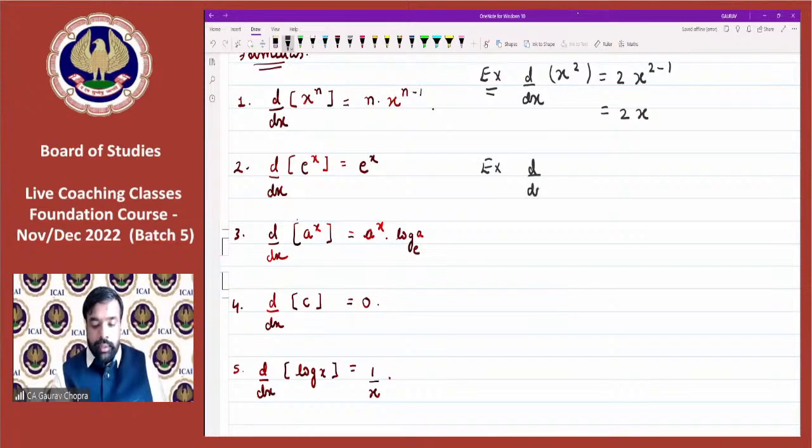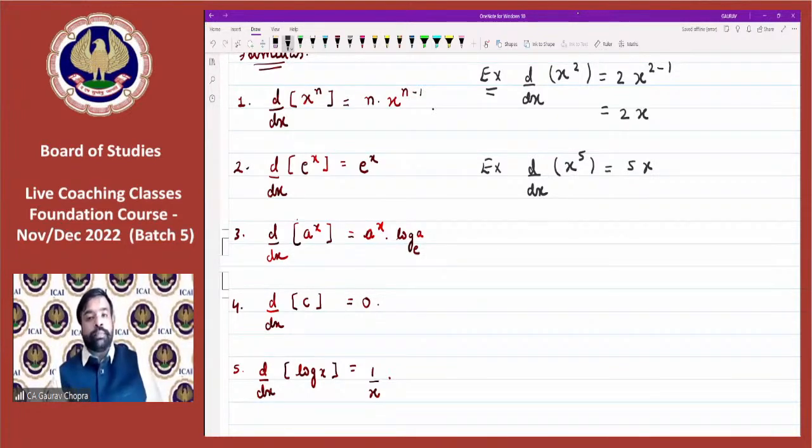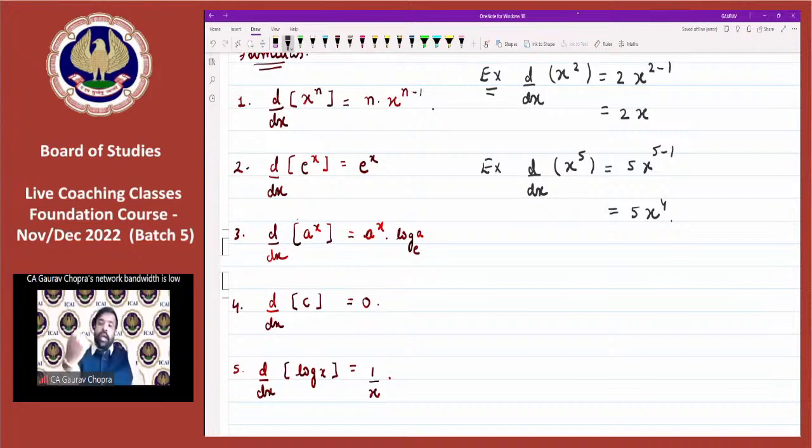Then the second one, d by dx of x to the power of 5. Now what will happen? 5 will jump forward and then x to the power of 5 minus 1. So it will become 5x to the power of 4. Since d denotes a small change in one variable with respect to another, the power will reduce only by 1.